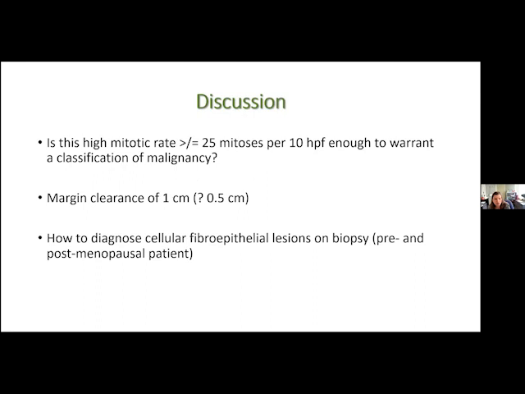As well, I know that some centers practice margin clearance of 0.5 centimeter instead of 1 centimeter for borderline or malignant phyllodes tumors. And also on a core biopsy, I'm curious to know in a pre and a postmenopausal patient, how you would handle a diagnosis of a cellular fibroepithelial lesion. And thank you so much.